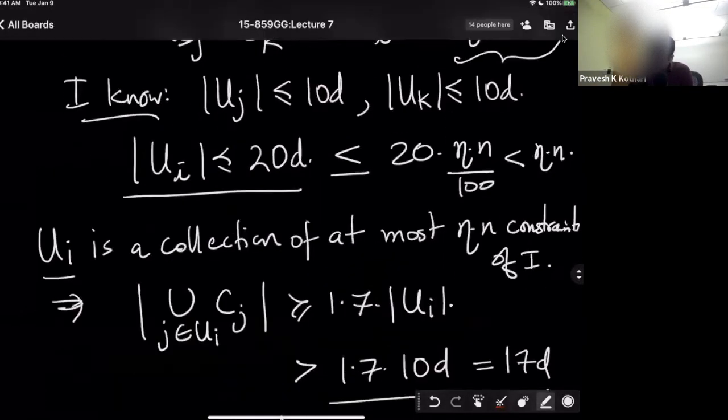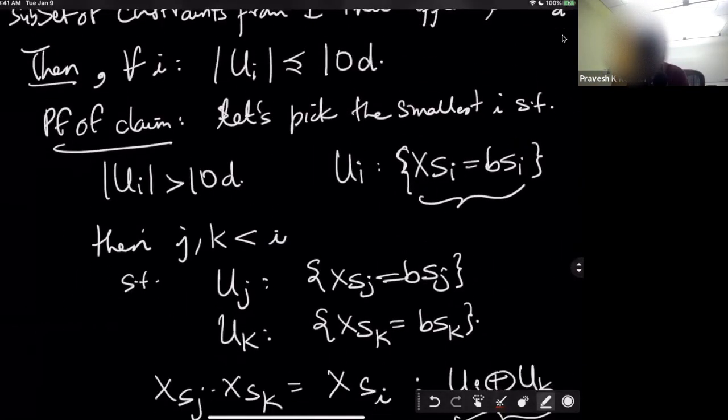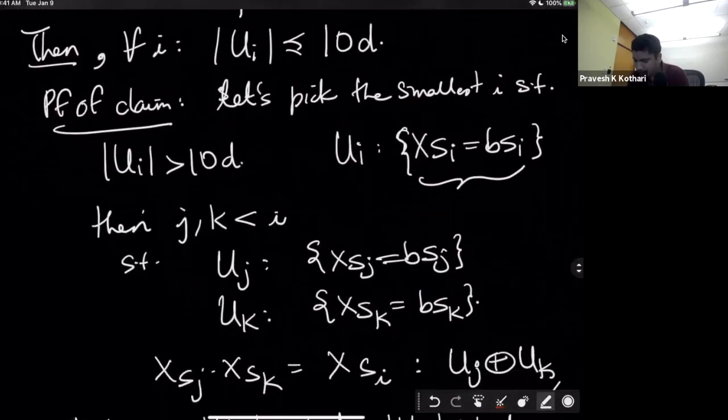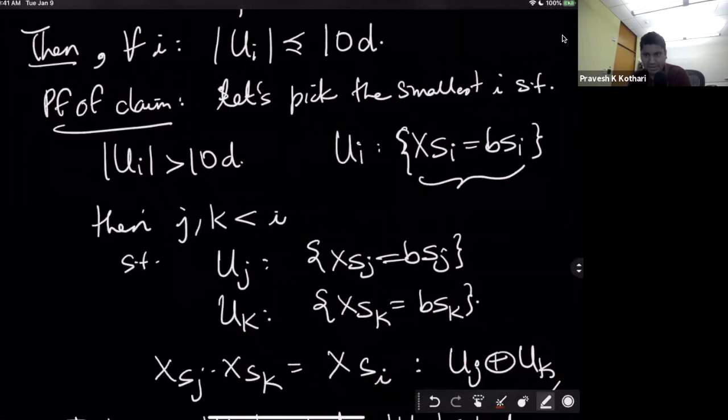So let's maybe go over the proof once again. Okay, what are we trying to prove? We are trying to prove that if you look at the derivations, the constraints that appear in derivations, and look at the union of clauses that corresponds to each constraint, then you couldn't possibly have used more than 10D constraints in them. That's what we're trying to prove, okay?